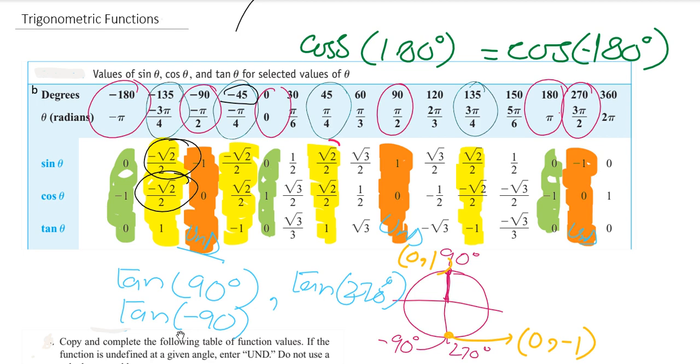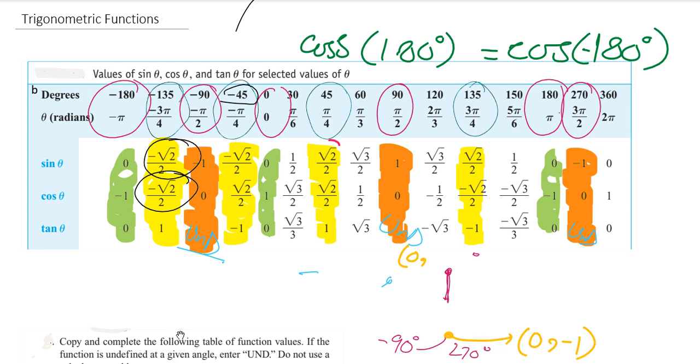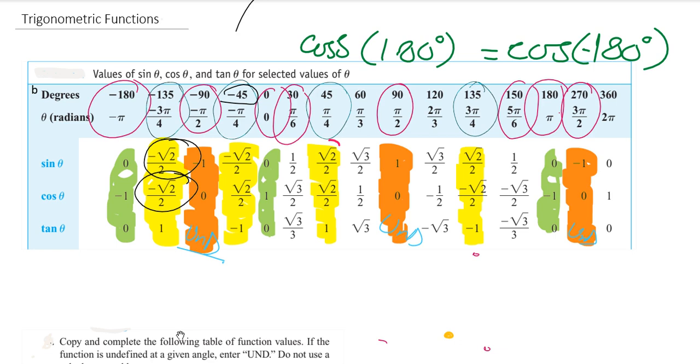Okay, so the next one is we can relate the 30 degrees with 150 degrees. Okay, let me just use a different color.